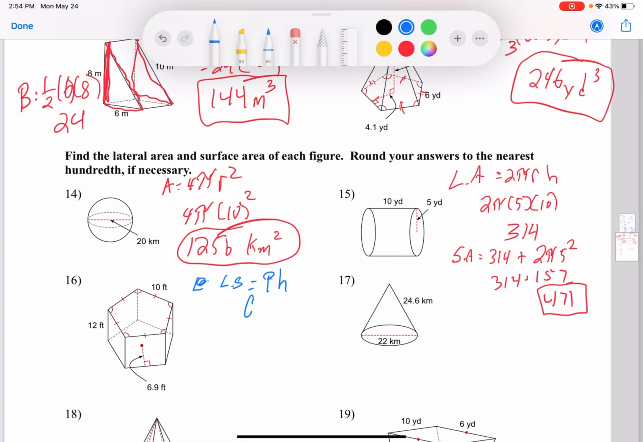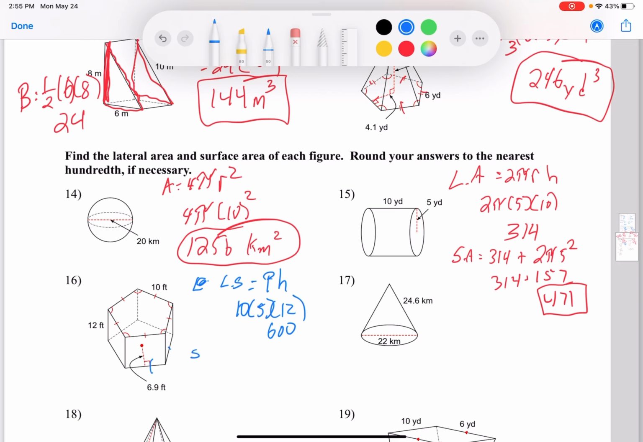The perimeter is 6.9 times, it has 5 sides. So 6.9 times 5 is going to be the perimeter. And the height, oops, I'm sorry, my bad. I looked at it wrong. The perimeter is 10. Each side is 10. So it's going to be the sides 10 times the number of sides, 5 times the height, which is top to bottom, 12. So 50 times 12. So our lateral area is 600.